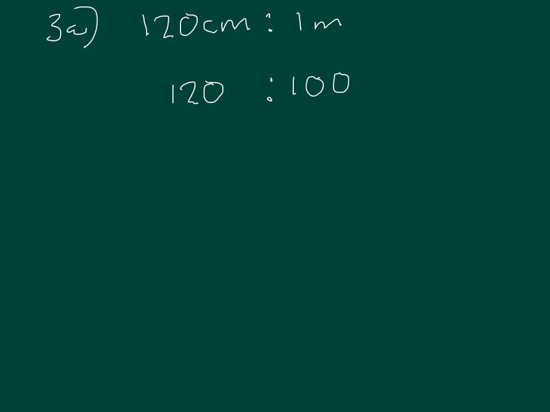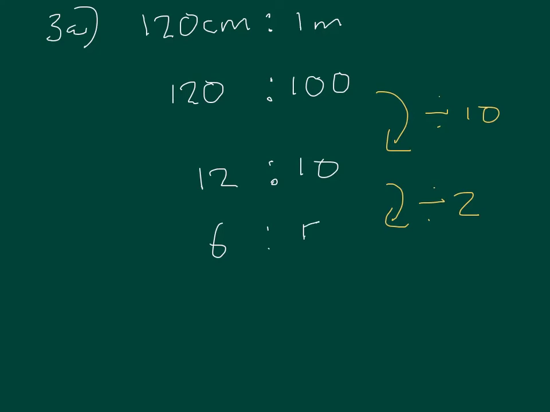Now what we do is we go forward and we divide everything by the same amount, and we can do this in stages. So this first time, what I'm going to do is first of all go by dividing by 10. Now 100 divided by 10 would give me 10, and 120 divided by 10 would give me 12. Both of these are even numbers, so we can divide by 2. 12 divided by 2 gives me 6. 10 divided by 2 gives me 5. And now we have the answer in the simplest form. 5 is a prime number, and 5 is not a factor of 6.